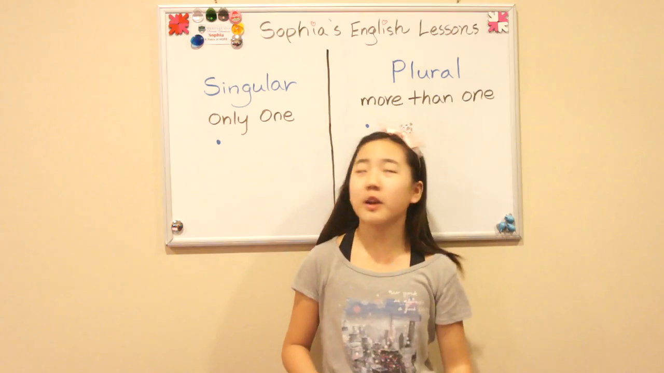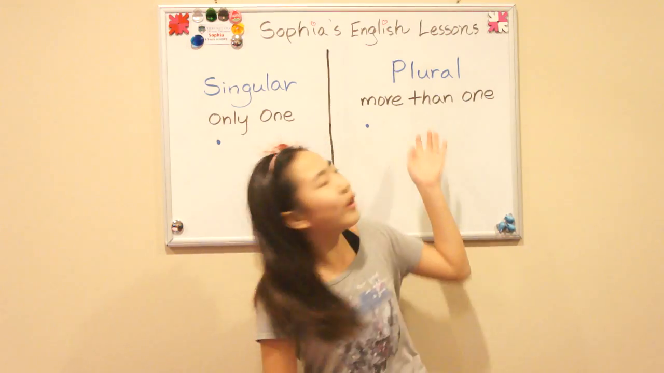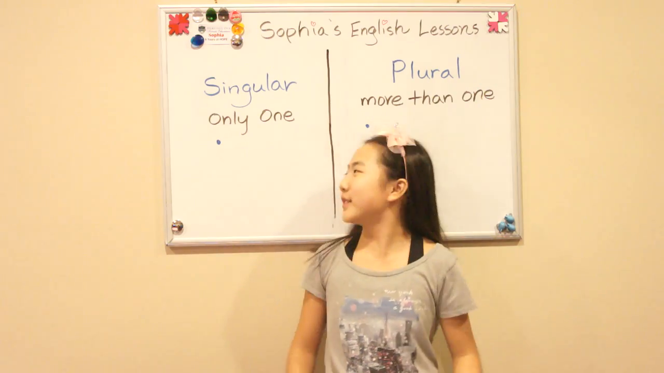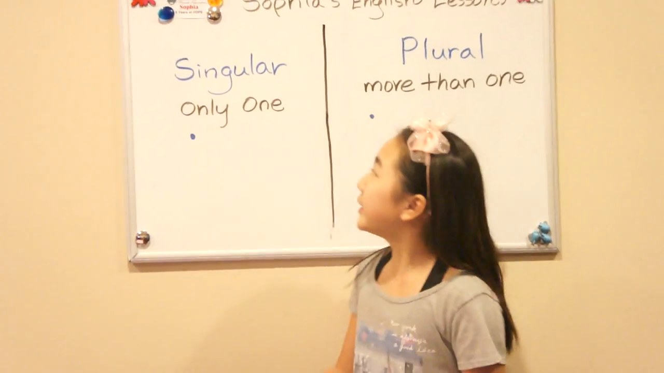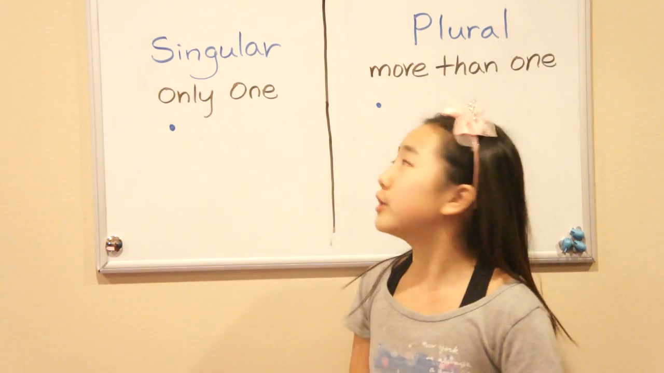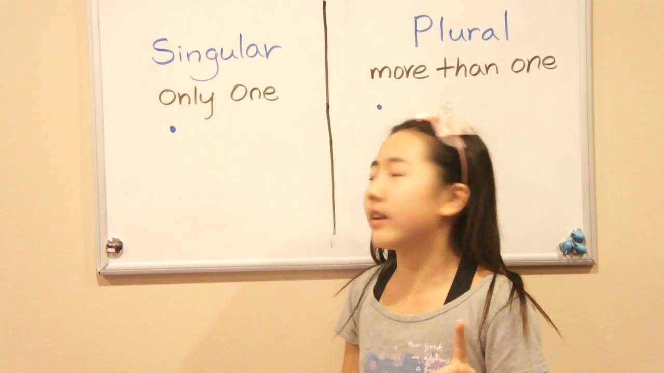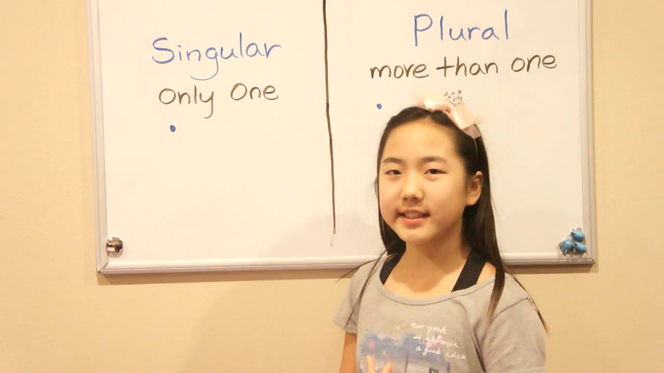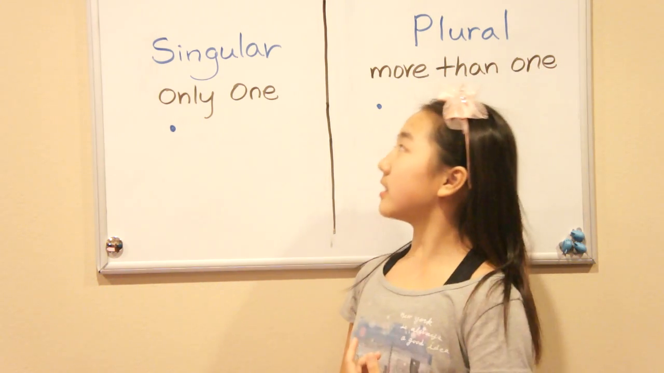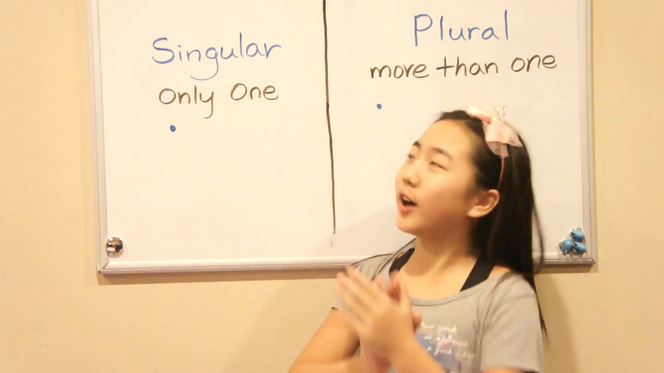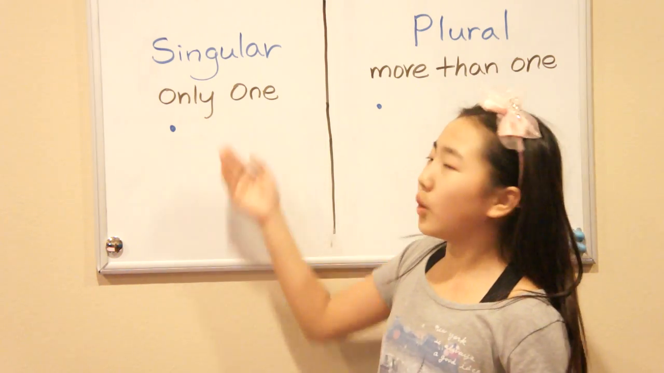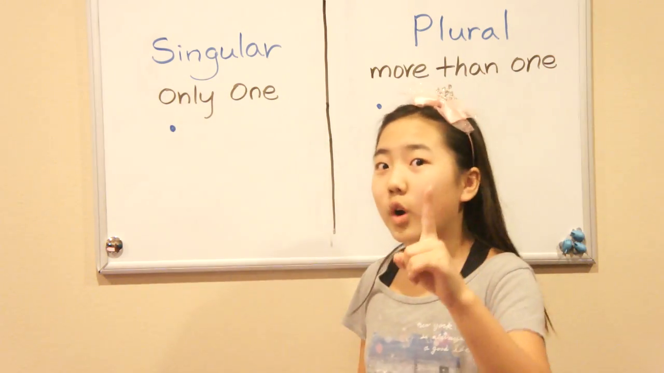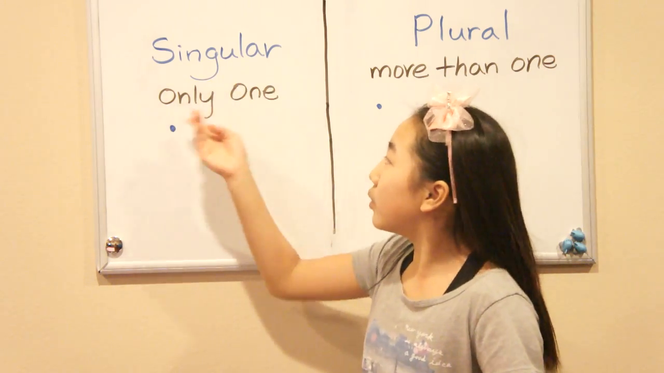So today we're going to talk about singular and plural nouns. So let's start. Okay. So singular means only one. So only one thing. So follow me. Singular. Singular. Good job. So singular is only one. Think of it as single, which is one, right? So singular is only one.